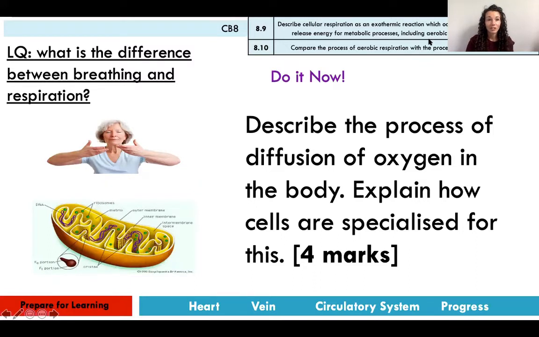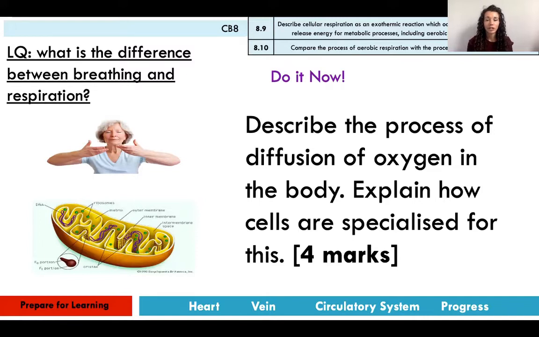So the learning question for today is, what is the difference between breathing and respiration? So what I'd like you to do is make sure that you've got a pen and a piece of paper or your notebook, write out the learning question and have a go at this revision question.